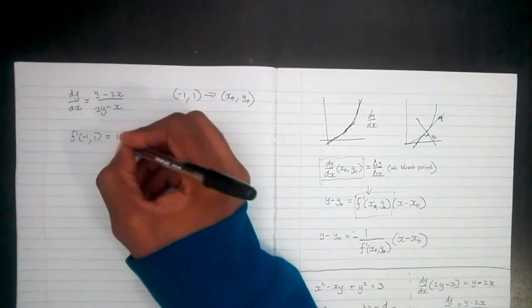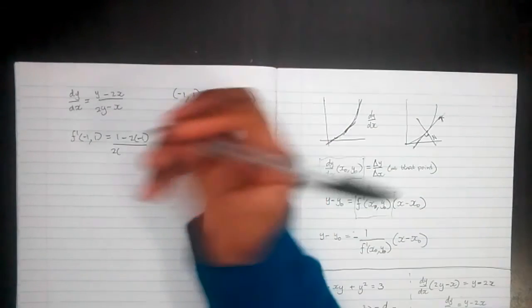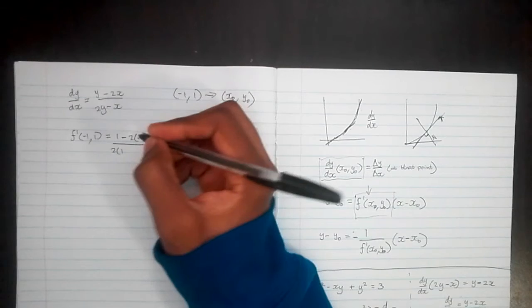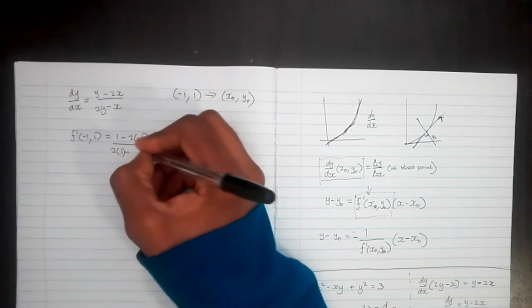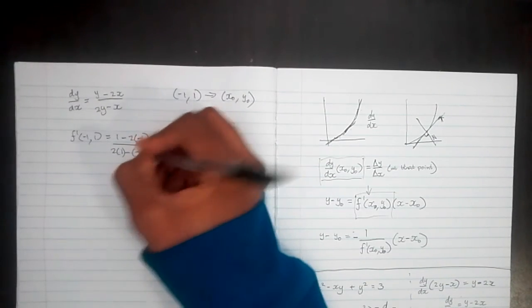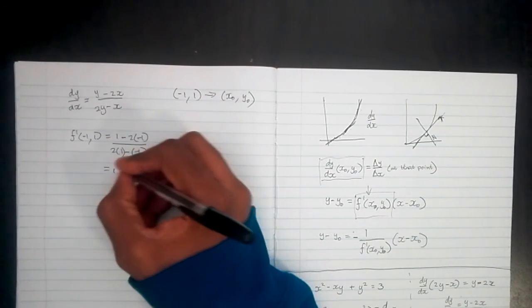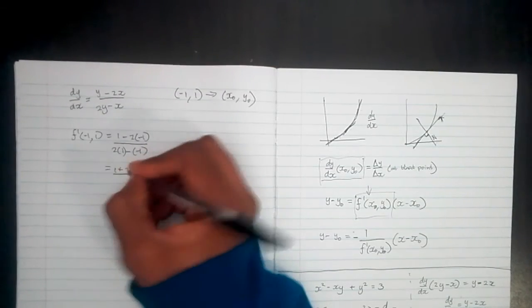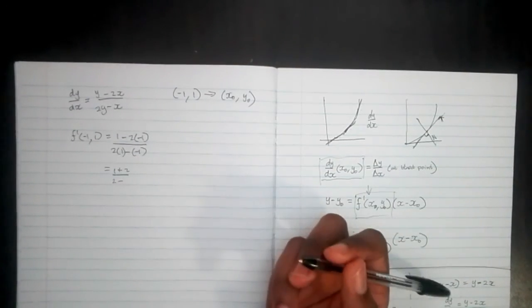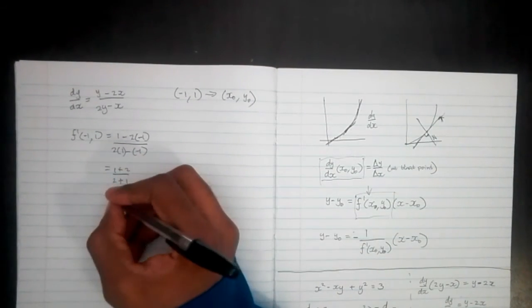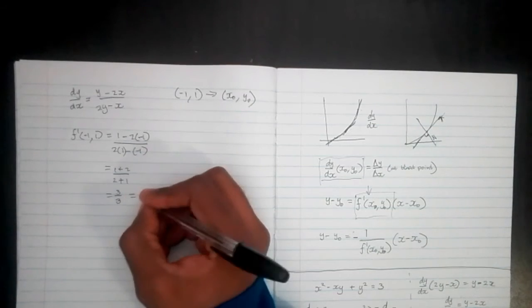over 2 times 1 minus minus 1, which is 1 plus 2 and 2 plus 1, gives us 3 over 3, which is equal to 1.